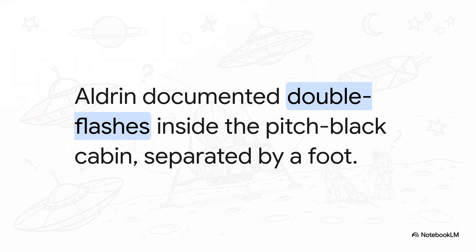But wait, the mystery wasn't just outside the spacecraft. Aldrin also meticulously documented bizarre, tiny flashes of light zapping right through their pitch-black cabin. He specifically noted double flashes separated by about a foot. And again, applying that rigorous scientific method, he systematically tested and ruled out static electricity by deliberately generating sparks from his sleep restraint. He practically proved these mysterious flashes were something else entirely.